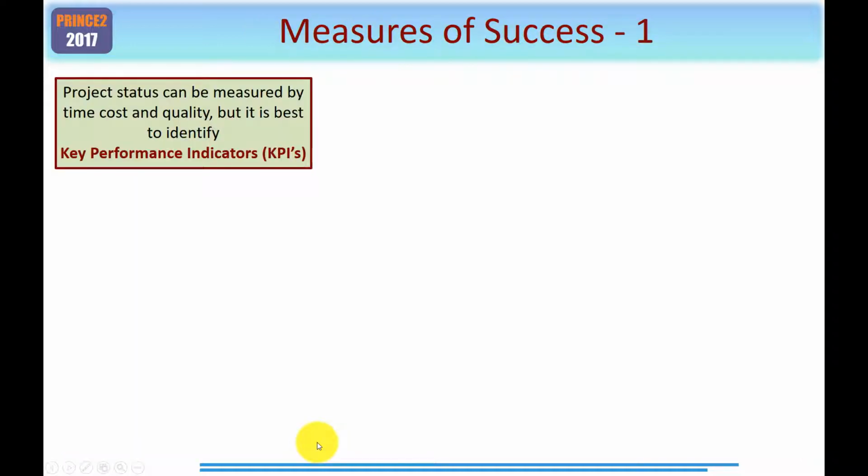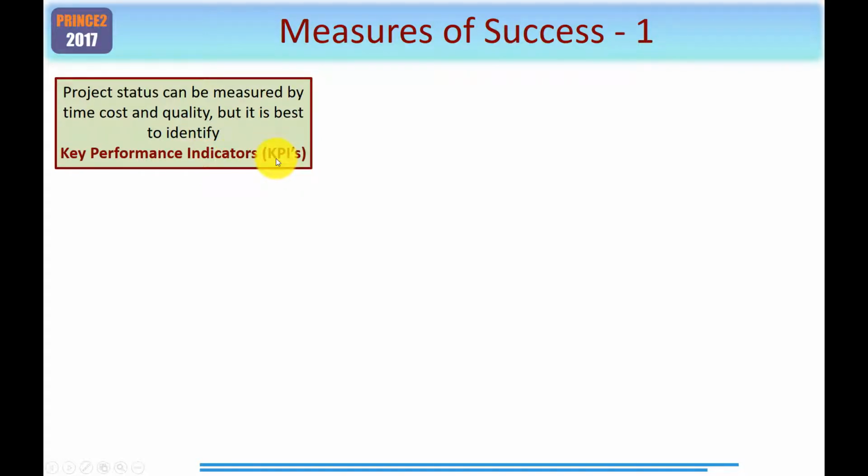So what about measures of success? Let's check a few out. Now, project status can be measured by time, cost and quality, and you would still want to do that. But it is best to identify what's known as key performance indicators or KPIs. So let's now look at a few.